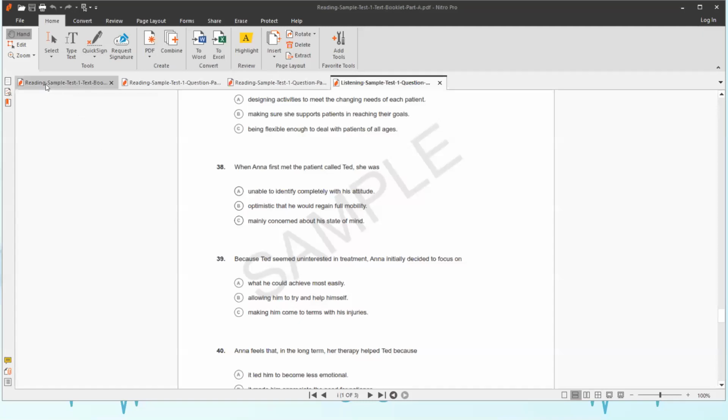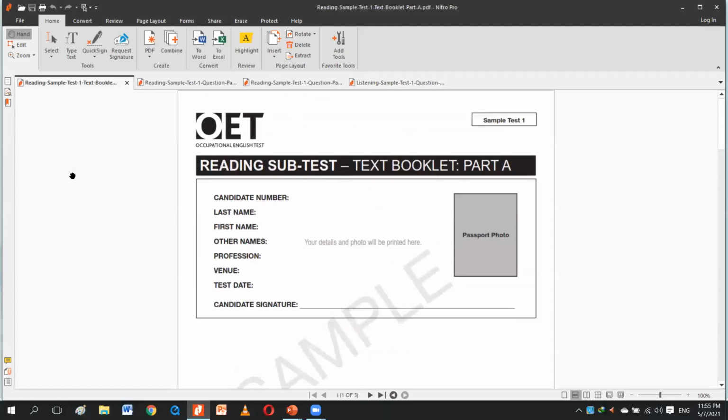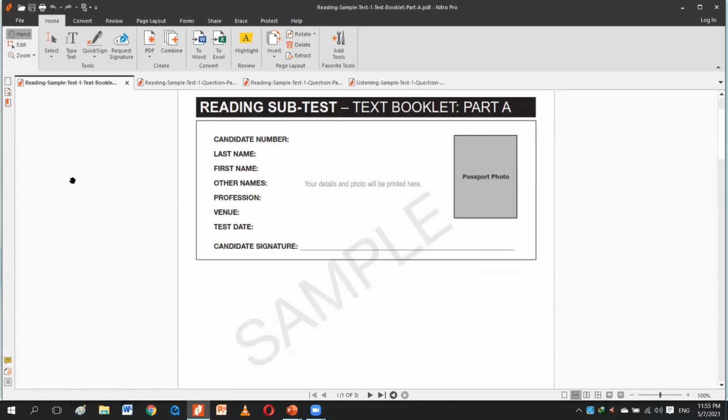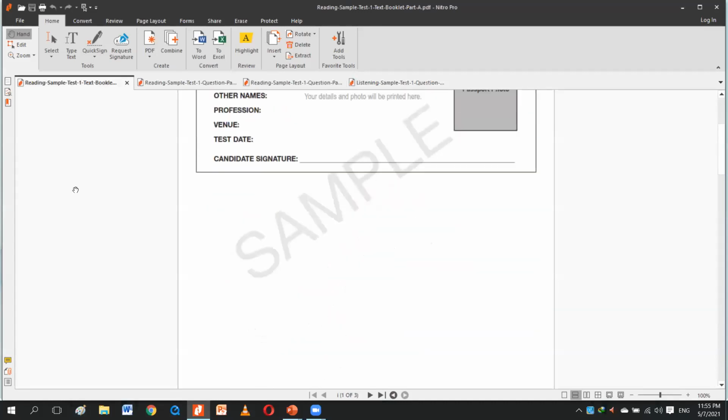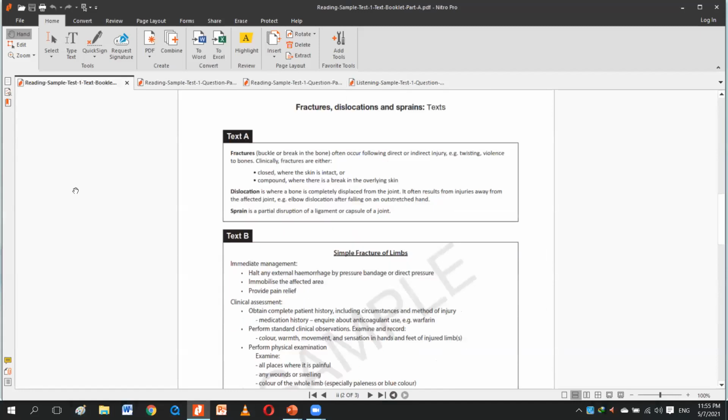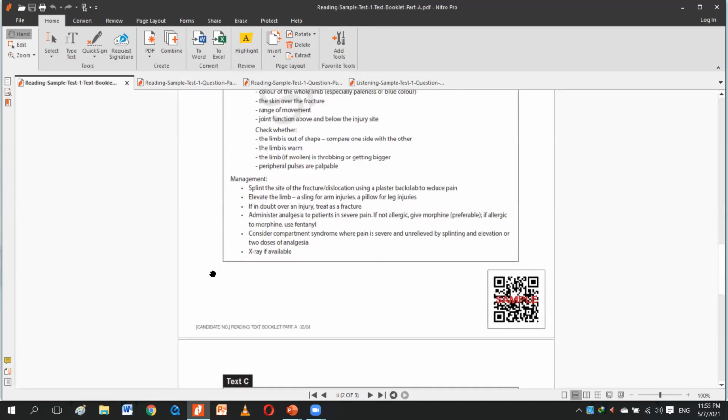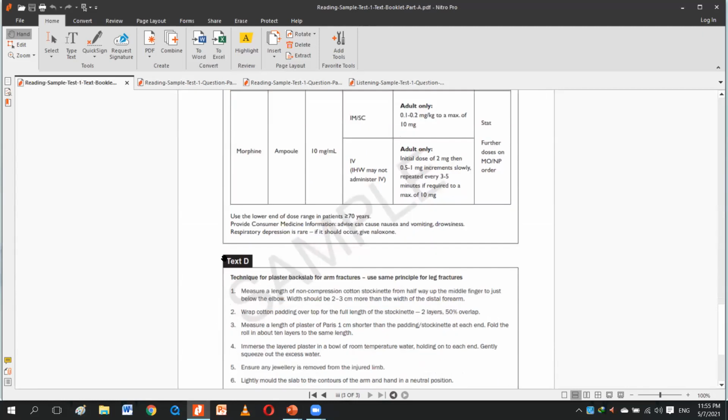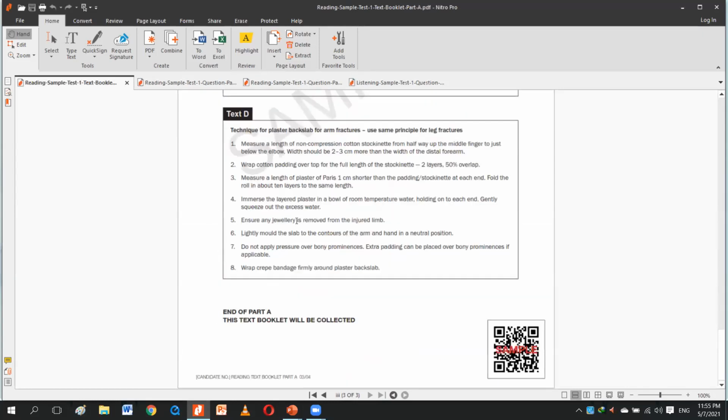While for the reading subtest, also for the first paper, the same thing. Then we have part A, 4 short texts. Text A, text B, then text C, then text D.